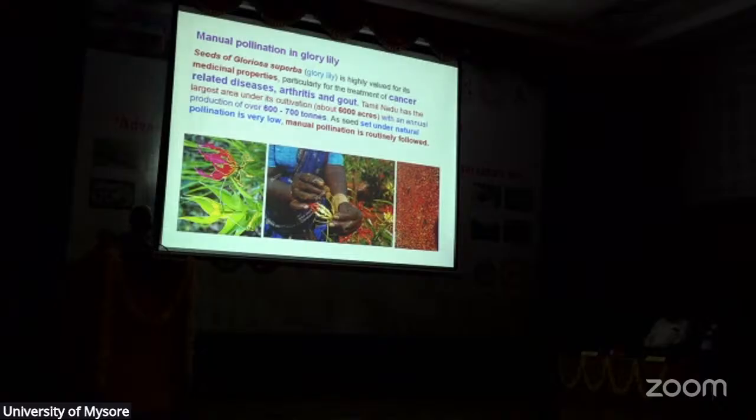Another one is Gloriosa superba, glory lily. The seeds of this one have become very important because they are of medicinal value to treat cancer-related diseases, arthritis, gout and so on. Tamil Nadu people have picked it up and they are the major producers of Gloriosa superba, growing it in about 6,000 acres.